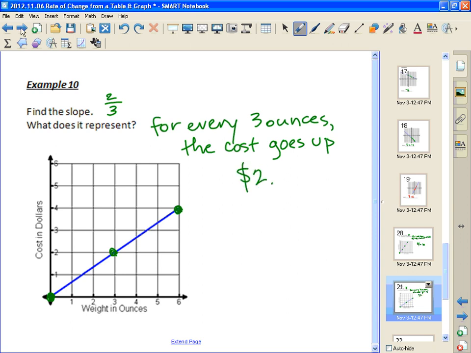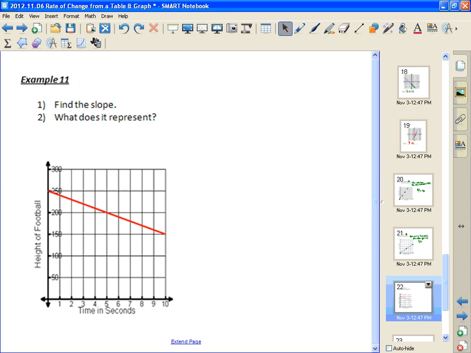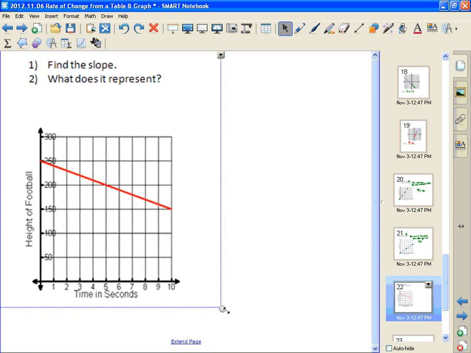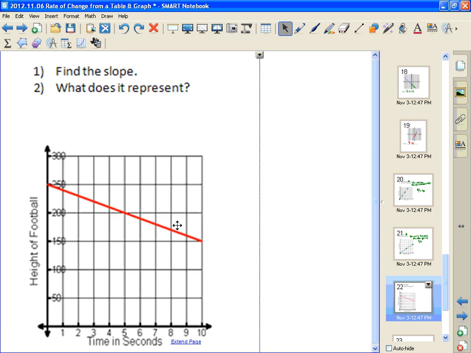Then on example 11, it wants us to find the slope of this line. Automatically I can see that it's decreasing or going down, so I know that it's going to have a negative slope. I'm going to put my negative sign there so I don't forget, because I forget that sometimes. So I find the points where it crosses through exactly. I can see it crosses through the y-axis right there at 250. It crosses again at 5, 200, and then one more time at 10, 150.